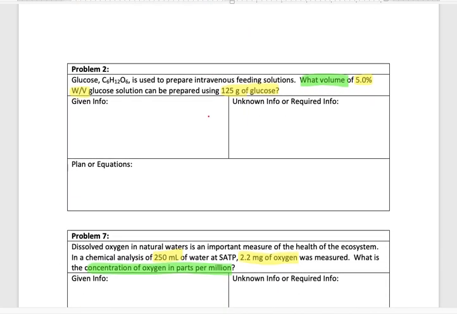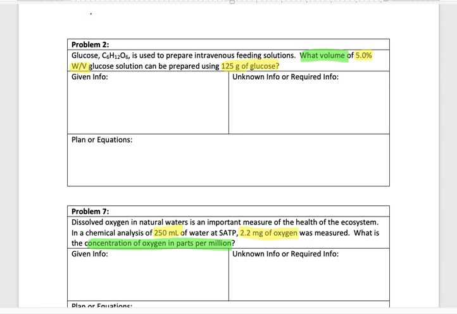All right, next one. Scan through, find that information, find the numbers, and from there identify them. 5% weight volume concentration. 125 grams, so that's mass. And then it's asking what volume; that's what we have to find. Glucose is used to prepare intravenous feeding solutions. What volume of the 5% weight volume glucose solution can be prepared using 125 grams of glucose?